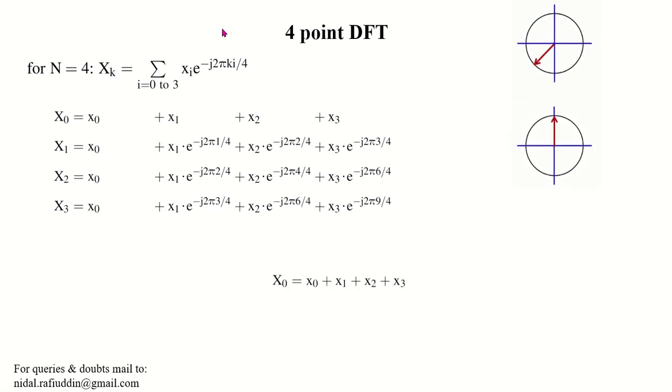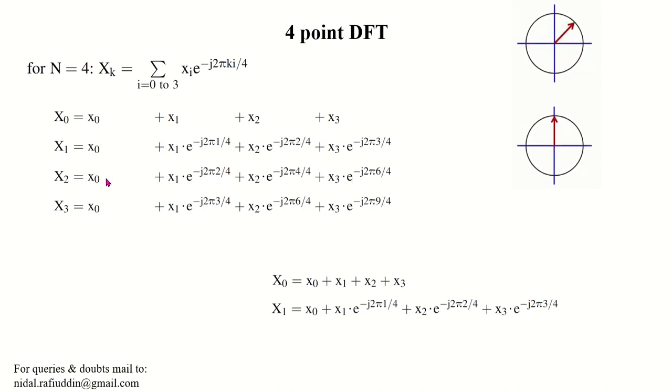Rewriting these terms, what we get is x0 equal to x1 plus x2 plus x3 plus x0 in simplified form. Then the next term x1 can be written as x0 plus x1, the same thing that we have here. Now for x2, we see that we have the exponential term associated with the small x1, e raised to the power minus j 4 pi by 4, which can be written as e raised to the power minus j pi. The next term is e raised to the power minus j 2 pi, and then we have e raised to the power minus j 3 pi.